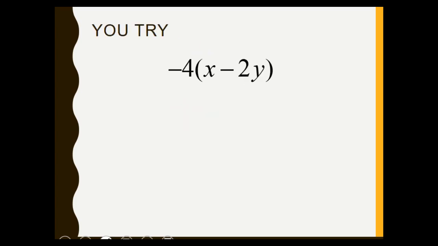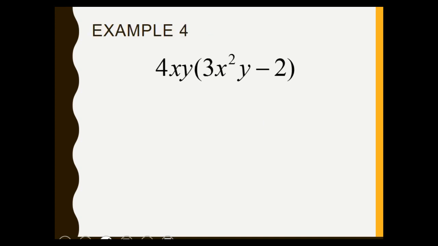You try. Pause the video while you're working it and then start it back up when you're ready to check. Okay, so distributive property, -4 times x, -4x, -4 times -2y, -4 times -2 is +8y. We're flying through this because it's really easy.